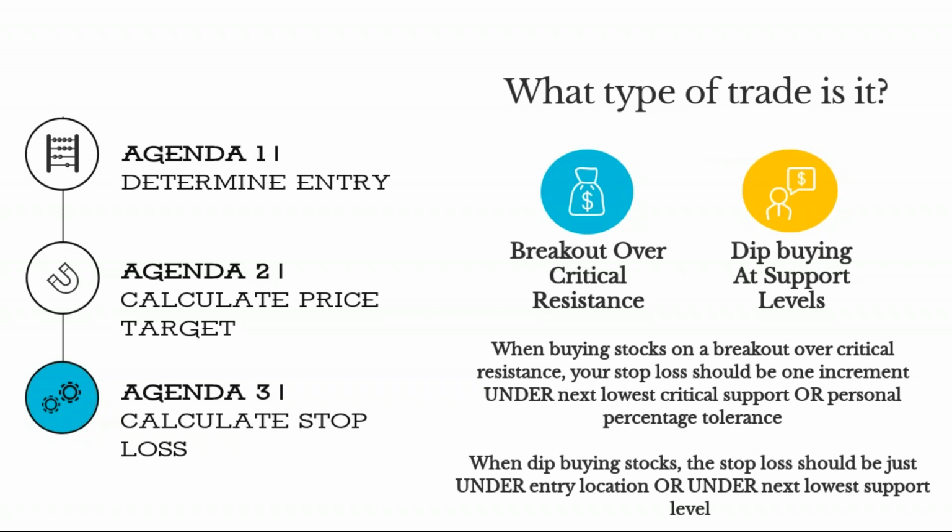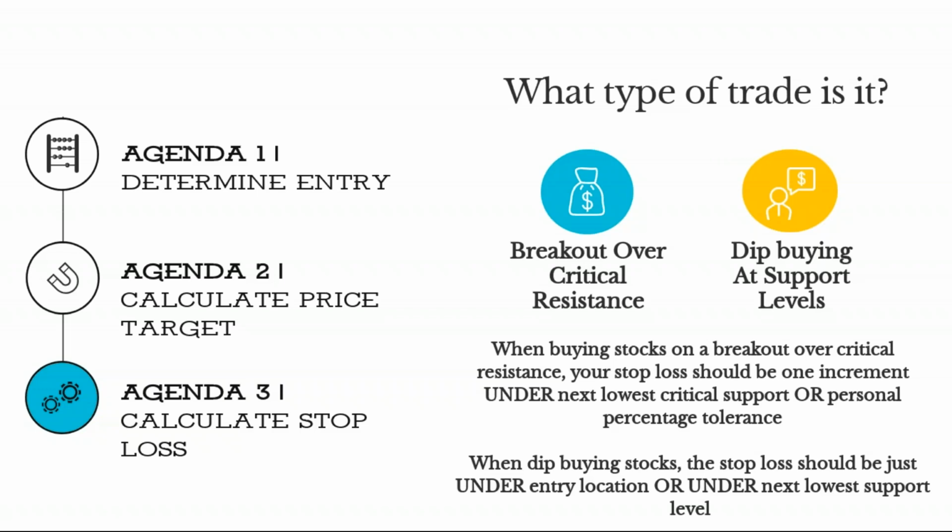All right, so again, when you calculate stop losses, it does matter. Just like the other two, it does matter what type of trade it is. I'm not going to go through the technical aspects of that breakout or dip buying again, but I do want to say that when you buy stocks on a breakout over critical resistance, your stop loss should be one increment under your next lowest critical support or at your personal percentage tolerance.